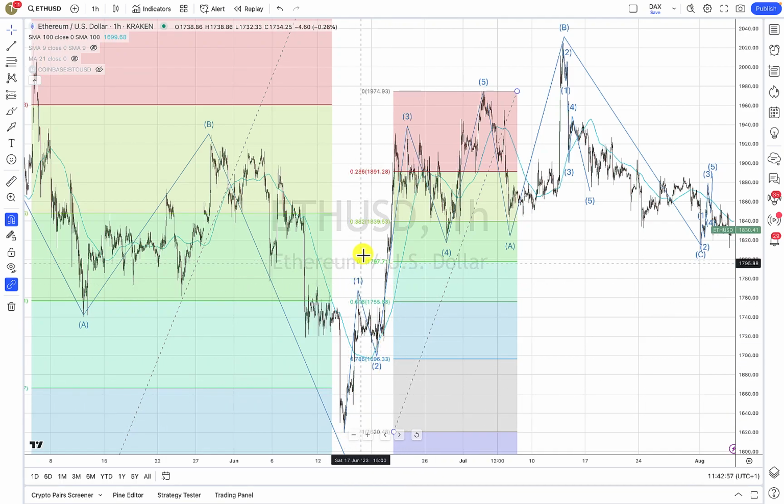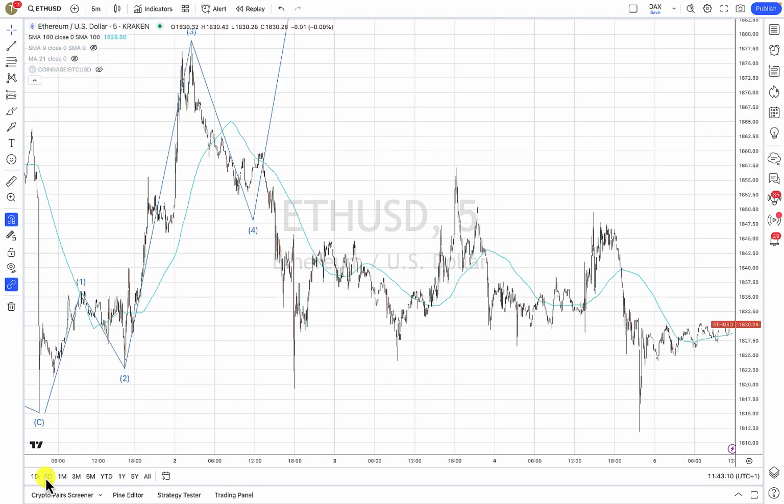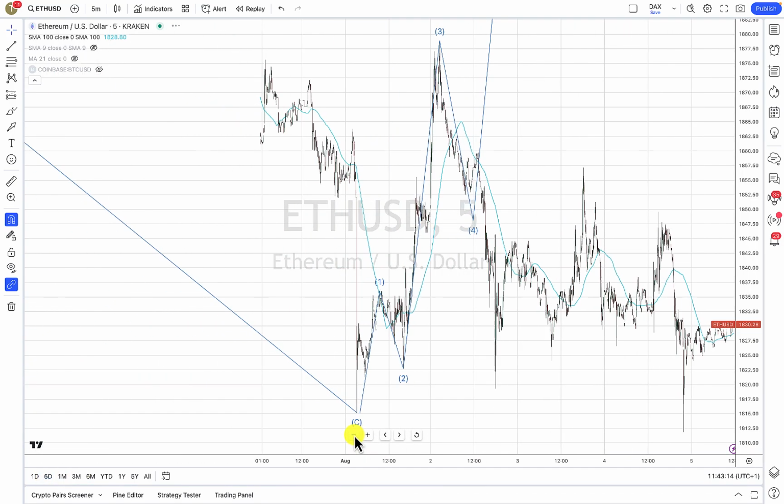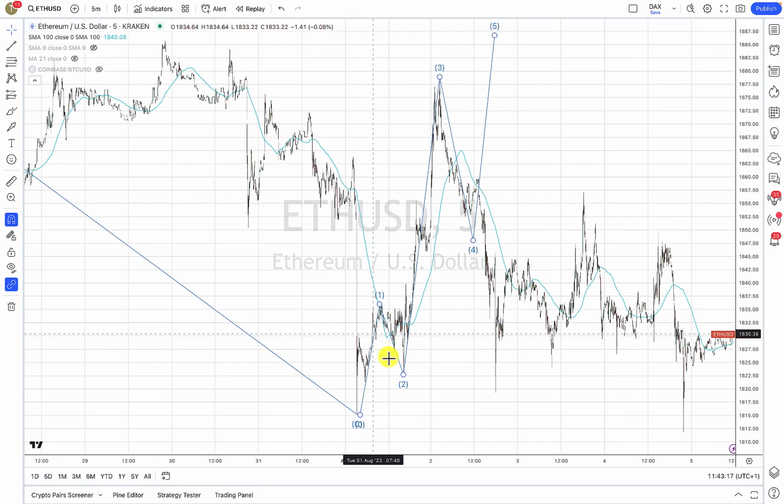Ethereum is similar, 1, 2, 3, 4, 5. It's an irregular ABC, A, B made new highs, down again to here. Go down to a very short term chart, 5 days might do that one. Slightly more inclusive. So 1, 2, 3. So we haven't seen the 5 here, which is some concern. This looks like it may just be a correction, an ABC in fact.